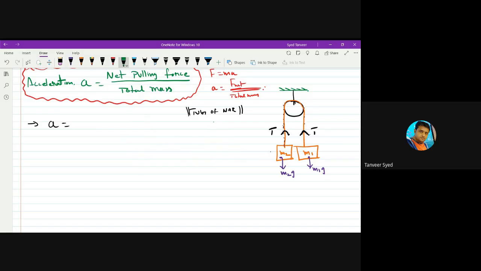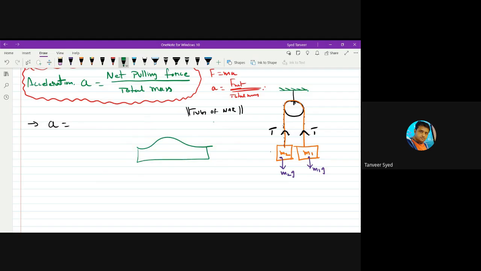Okay, what are the forces? And remember, you should consider only external forces acting on the system. Only external forces. What is an external force and what is an internal force? An external force is a force which acts from outside the system, through which motion happens. An internal force is a force which is developed inside the system.